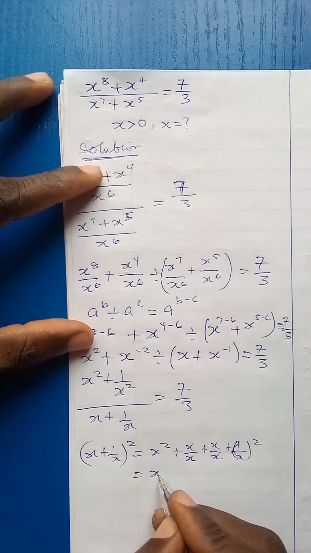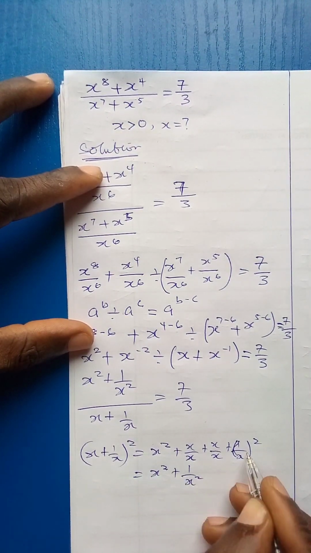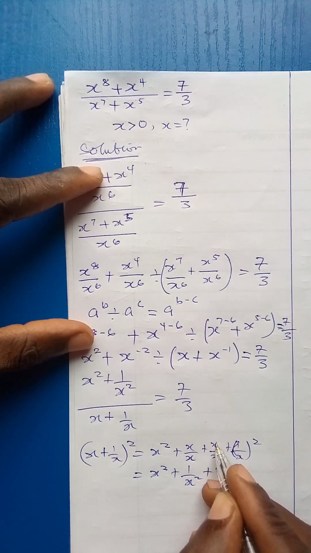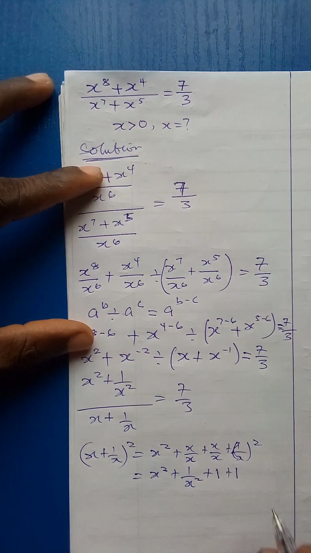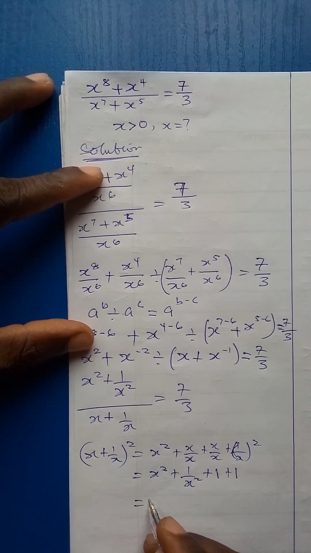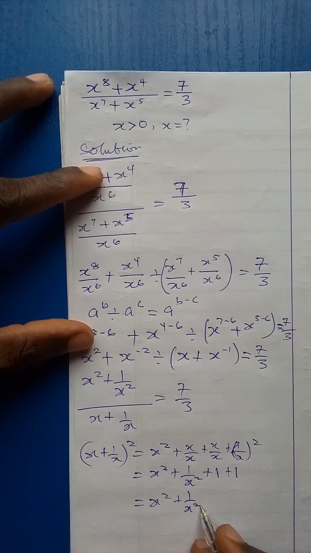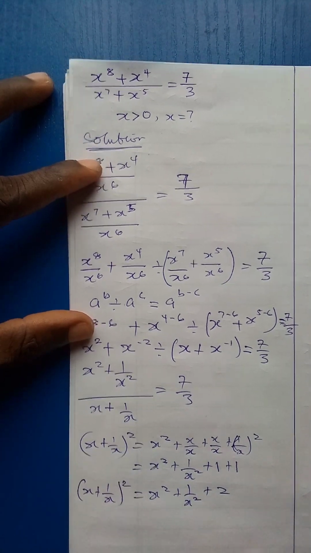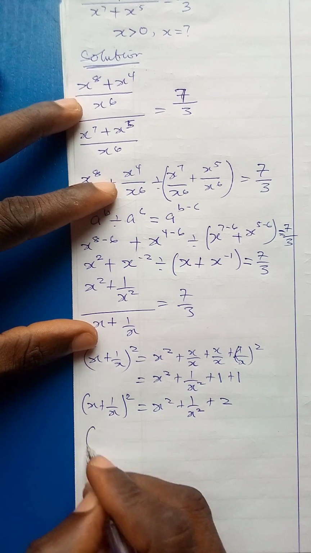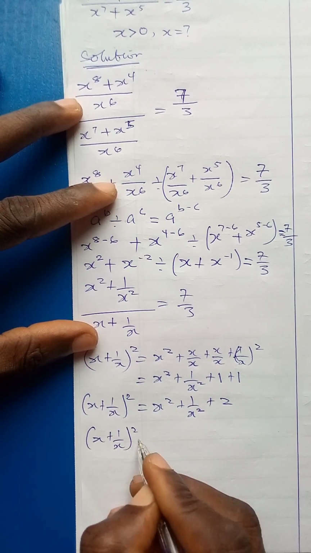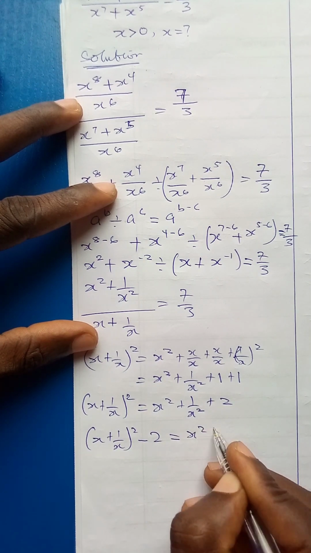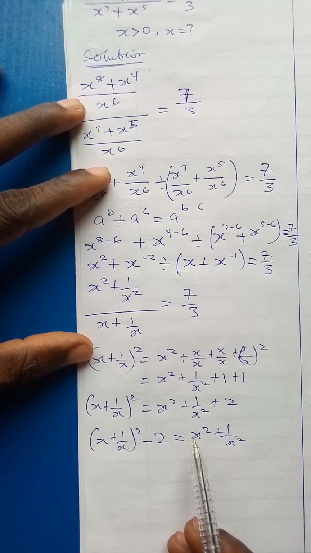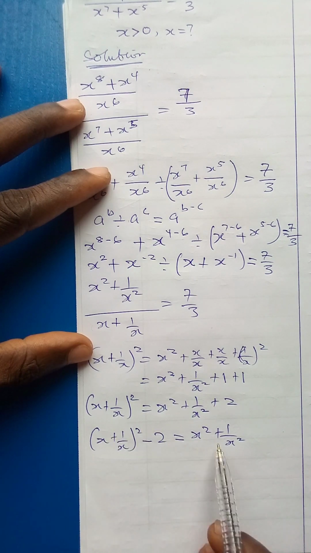So it becomes x squared plus 1 over x squared, that is this one, plus x divided by x will give me 1, x divided by x again will give me 1. So this 1 plus 1 is 2, which is x squared plus 1 over x squared plus 2 is x plus 1 over x all squared. I will now take these two to this side. So I have x plus 1 over x all squared minus 2 is equal to x squared plus 1 over x squared.